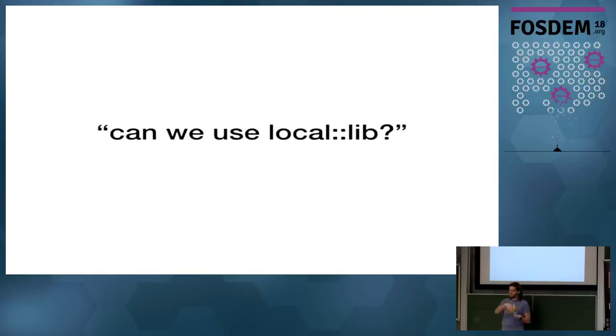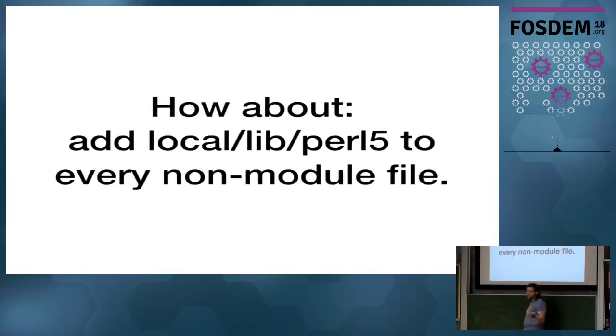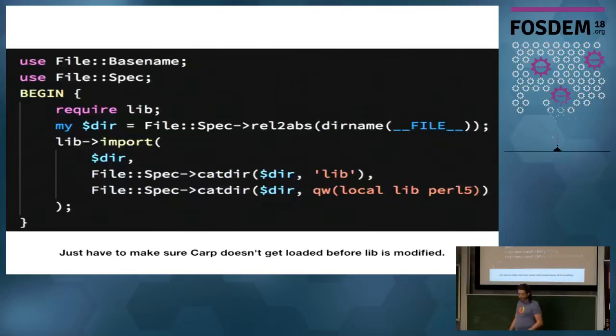And this is at the time when I was just kind of junior on the team. And I asked, and the answer was pretty much no. So we don't use local lib. So what I did ask is, how about I add the local lib Perl 5 directory to the top of every non-module file? And that patch got applied, so I did that.